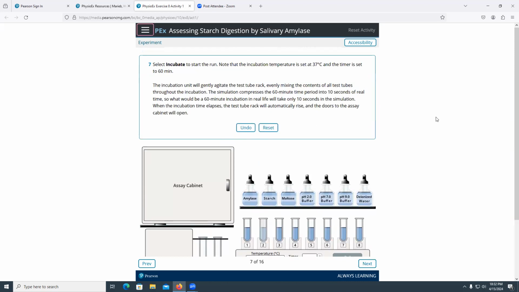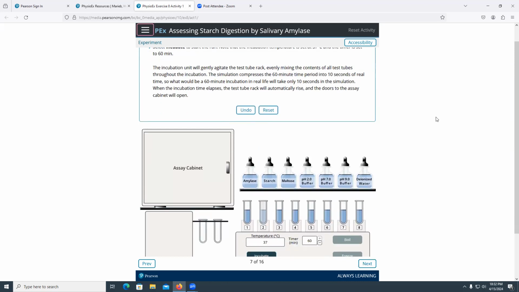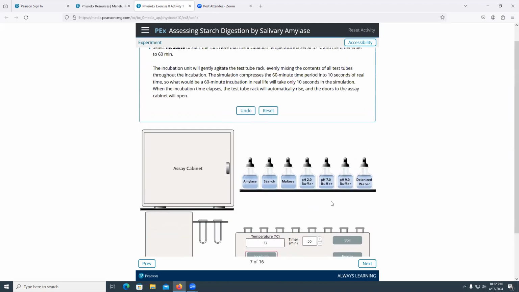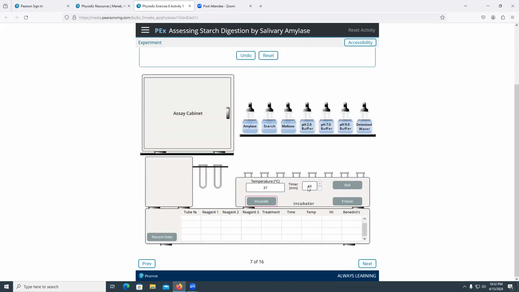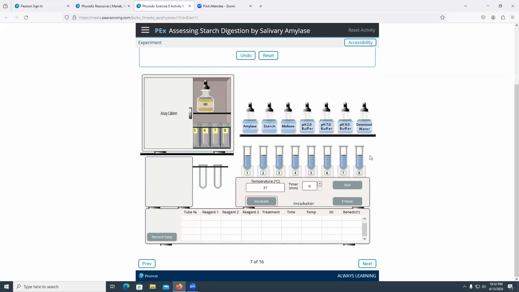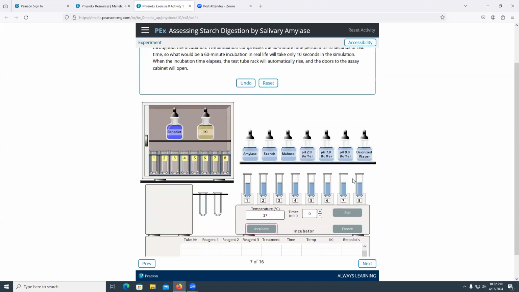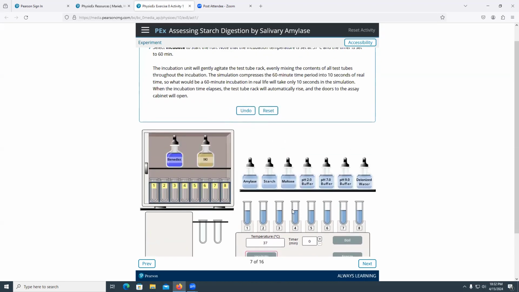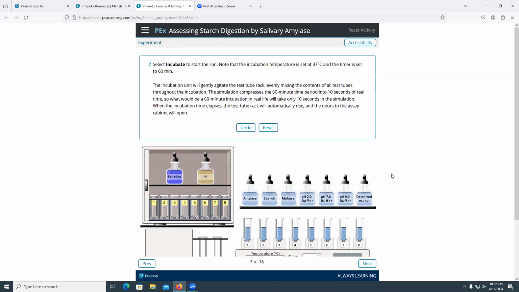Then we're going to incubate them, and now they are incubating hypothetically for a whole hour. But this is going to be sped up to like 10 seconds. We're agitating, everything is being agitated. And so now we are ready to test all of these reactions that are happening here.